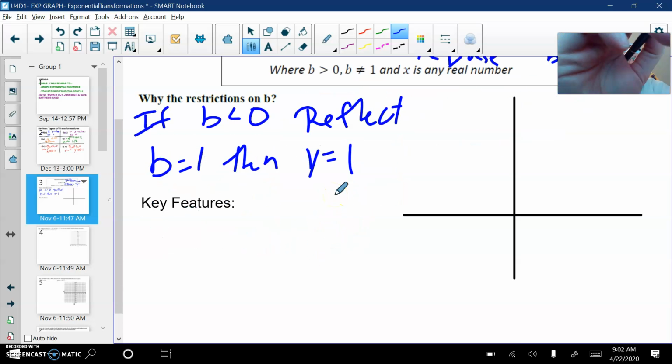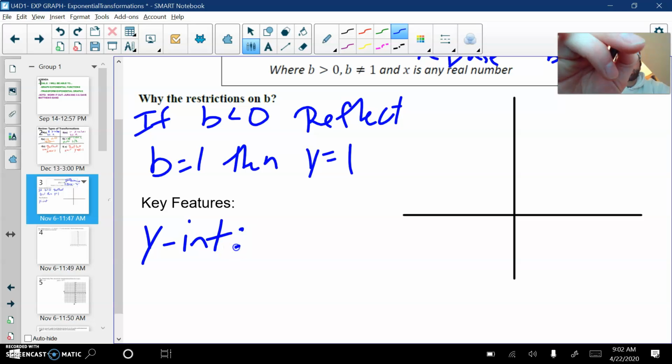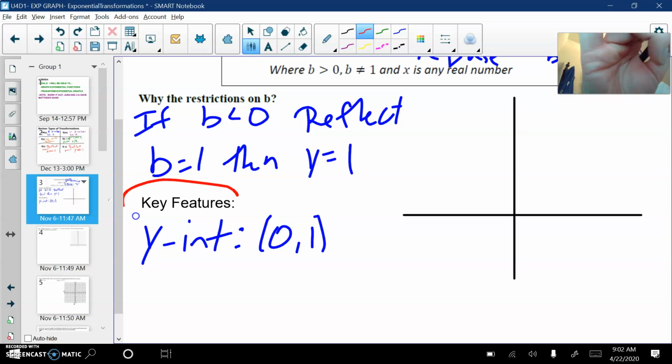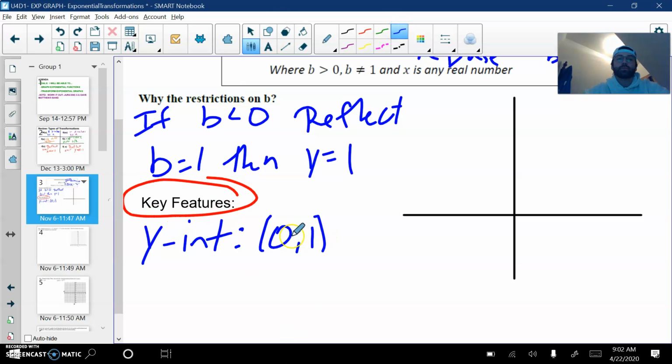Some key features. No matter what the base is of your exponential function, there's going to be a y-intercept of (0, 1). And these key features are the most important part of these graphs. These are VIP right here. Well, why is that? Well, if I do 2 to the 0, that's going to be 1.